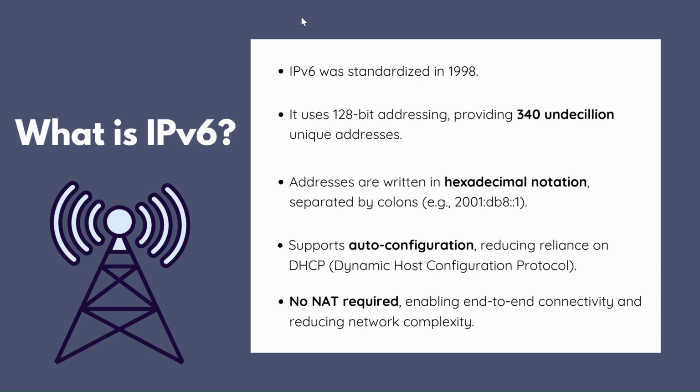Now we come towards IPv6. IPv6 was standardized in 1998 to address the limitations of IPv4. It uses a 128-bit addressing scheme, allowing for about 340 undecillion unique addresses, written in hexadecimal notation separated by colons, like 2001:DB8::1. IPv6 also supports automatic configuration without relying on DHCP, thanks to stateless address auto-configuration, SLAAC. Additionally, IPv6 provides end-to-end connectivity without the need for NAT, simplifying the network architecture.